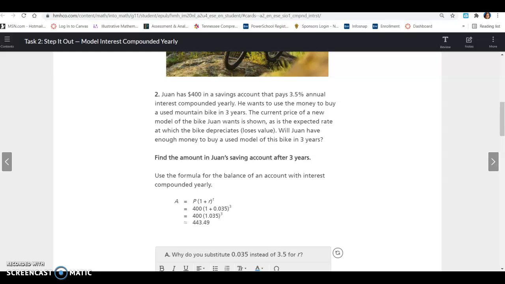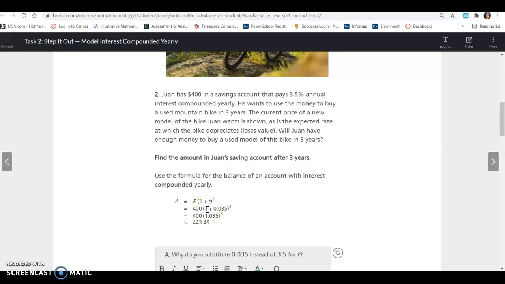Find the amount in Juan's savings account after 3 years. Use the formula for the balance of the account with interest compounded yearly. All right, so here's our formula again. A equals P times (1 plus R) raised to the T power. So Juan has $400, so that's his principal or his initial amount. And 400 times 1 is 400. So we know if he puts it in the bank and it gains interest, he's going to have at least $400 or more. So the 1 just signifies that we don't lose any money there.